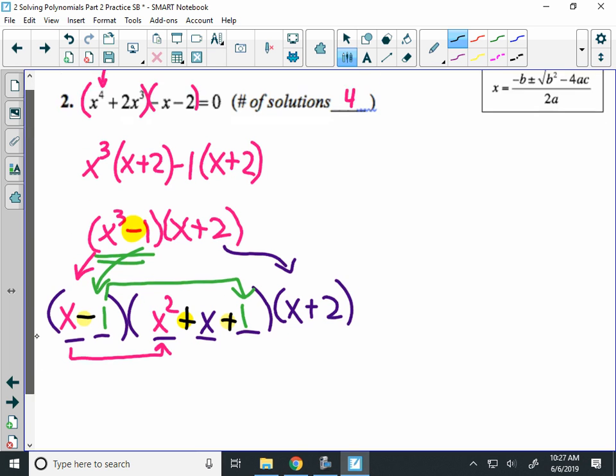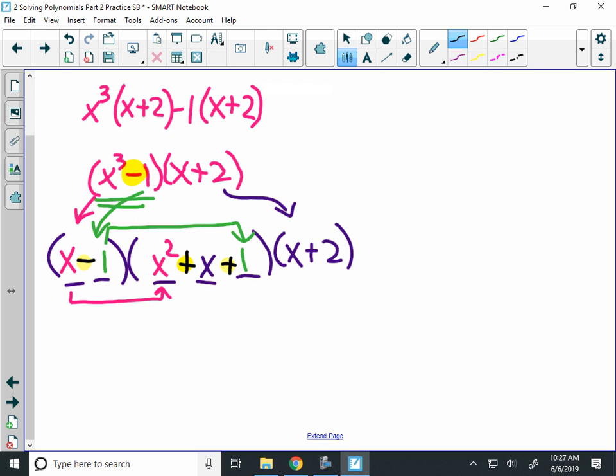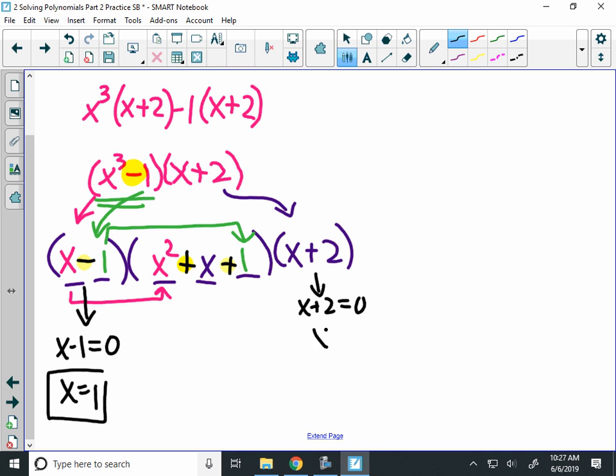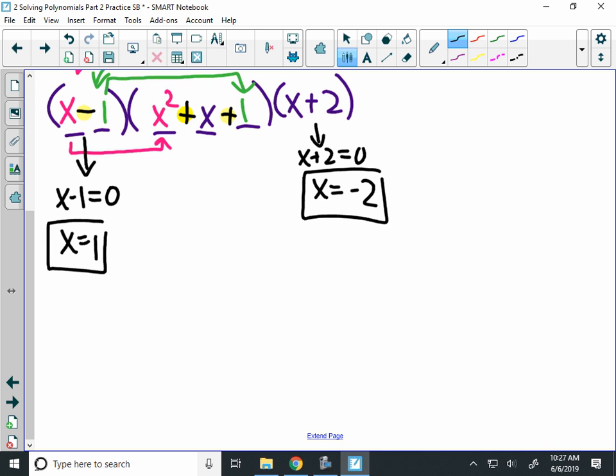From there, I need to get 4 solutions. 2 of them are easy. I take the binomial here, x minus 1, set it equal to 0, and get a root at positive 1. That's one of the 4. The other one is from this factor on the end. That's super easy as well. Negative 2. There, I have 2 answers already.